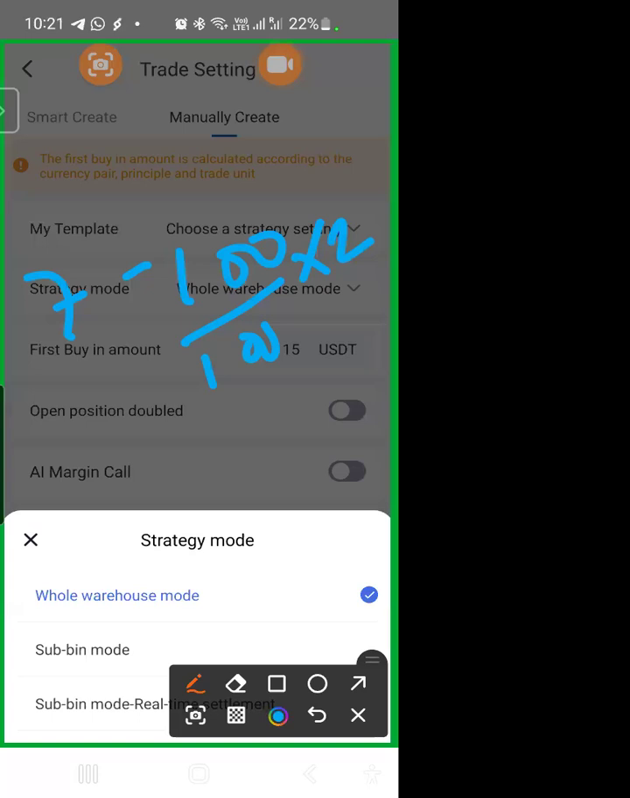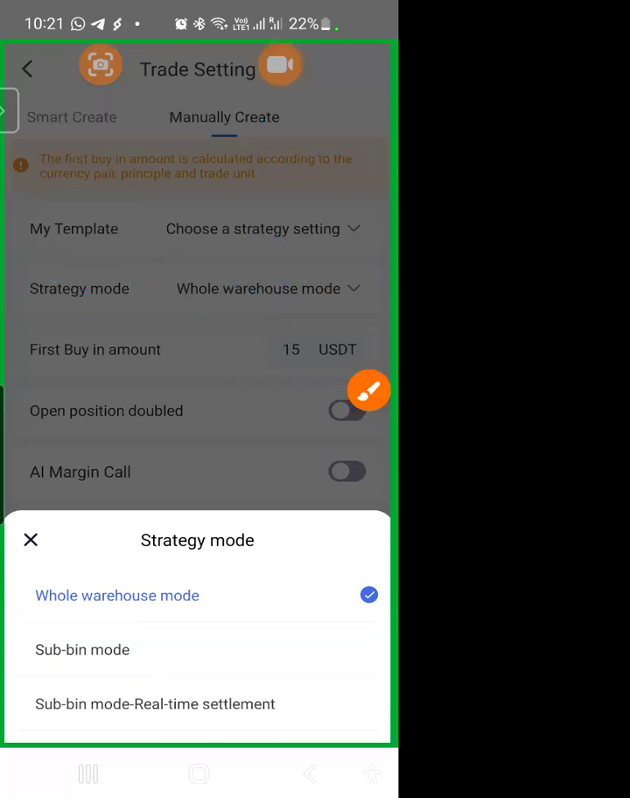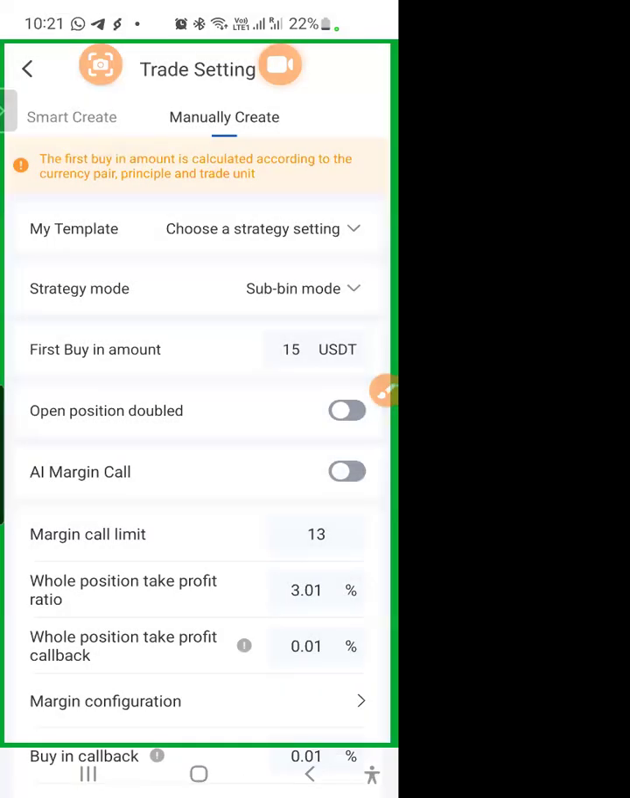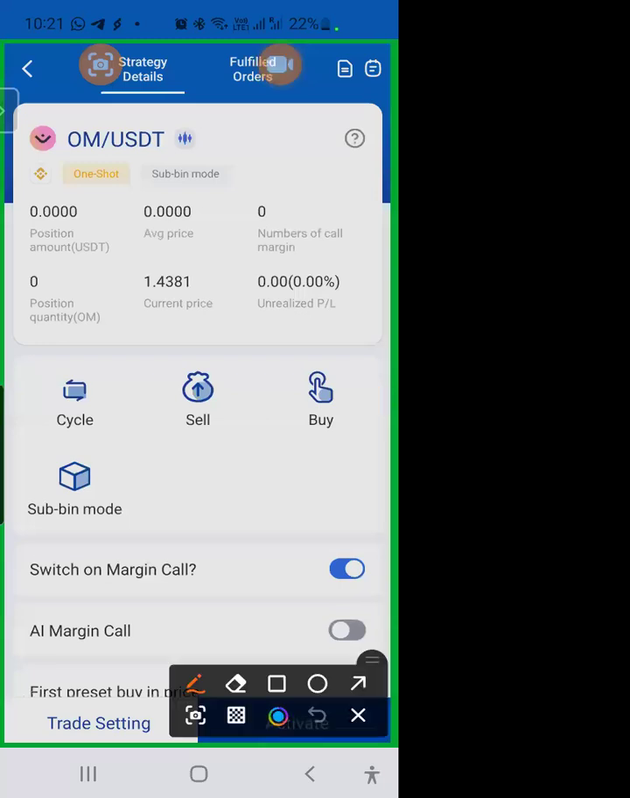$100 divided by 100 times 2. That is, you are going to get profits of 2. When it has sold and you put your strategy mode in sub-bin mode, it will take these $2 together with your used capital, that is 102. It puts it back into this very coin to attract this average price to move closer to current price.